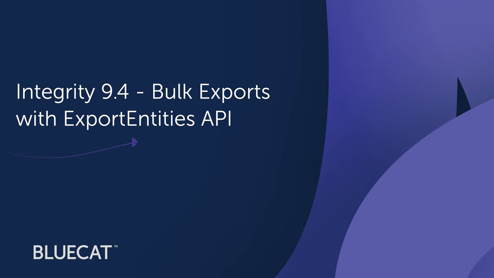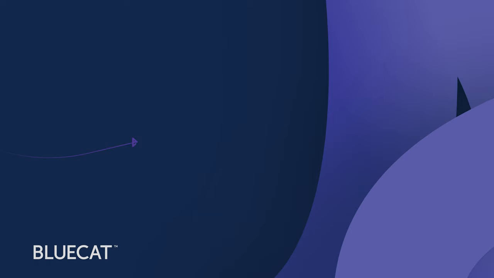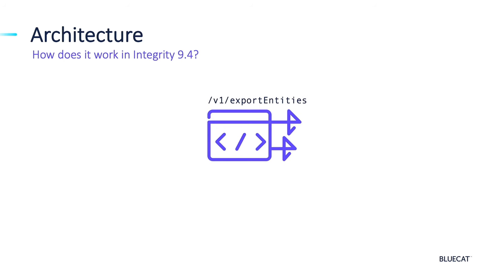We're going to be looking at how we're providing a new fast mechanism for customers to search and export data sets in bulk using the new ExportEntities API. By utilising a new export API call called ExportEntities, customers can reduce the stress and load upon their address manager, therefore increasing the resilience of their IPAM infrastructure.